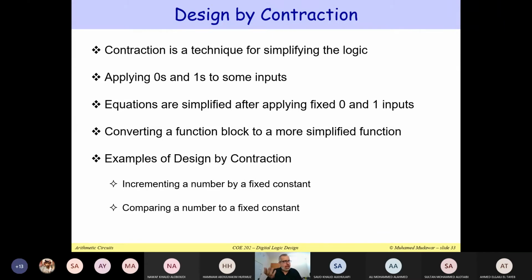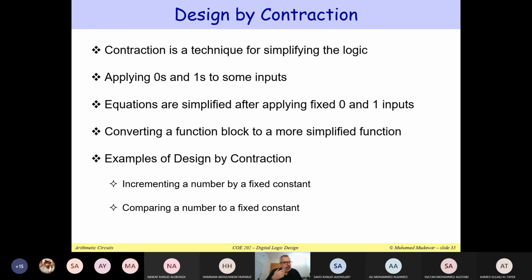Design by contraction is a technique for simplifying the logic. If some of the inputs to a circuit are constants like zeros and ones, then you can propagate these constants and simplify the logic. So we can convert a circuit to a more simplified one.